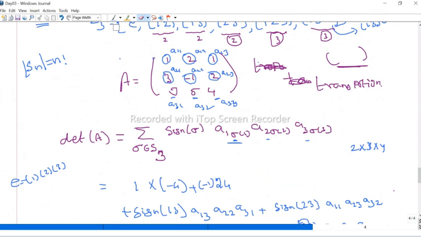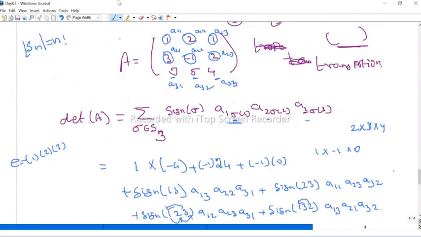Now the next term, sign of 1 3. The sign is again minus 1. What is the product? A1 3 value is 1, into A2 2 value is minus 1, into A3 1 value is 0. Therefore 0 into anything is 0. Therefore this product is 0. Okay, therefore we cancel this term. We did it.